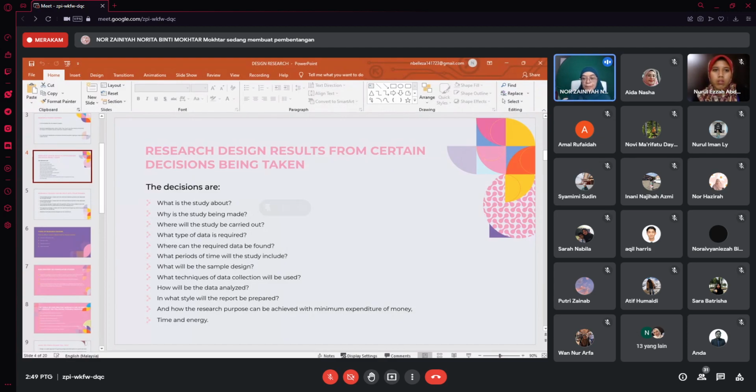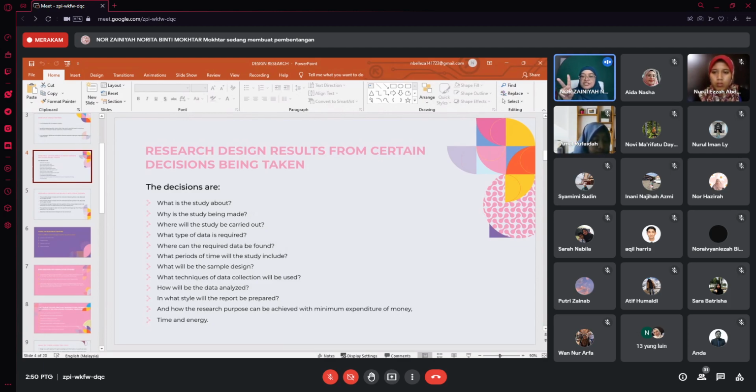That's the topic. And why is the study being made? Let's see, question number 1, 2, 3, 4, 5, 6, 7, 8. Question number 8: what techniques of data collection will be used? This one is very much relevant to the research design. We've got two types of research methodology, two different types of research approach.